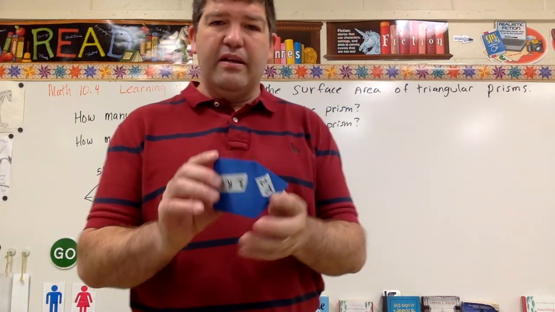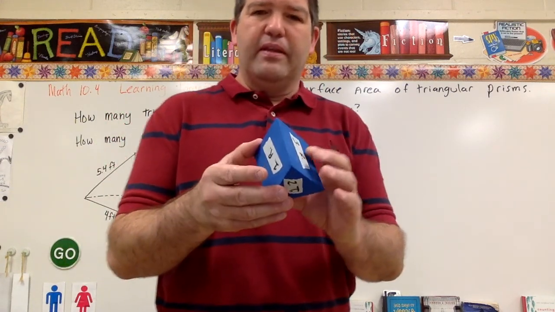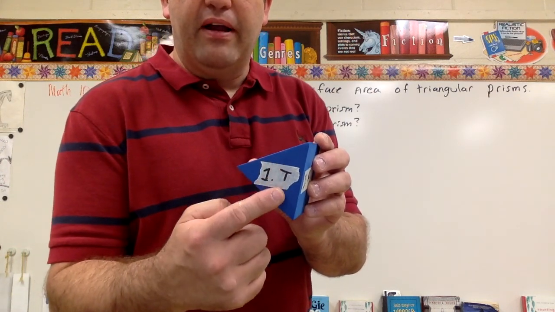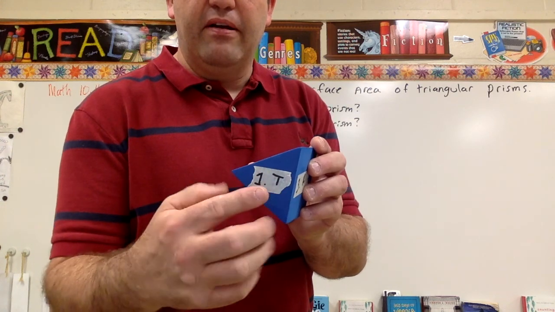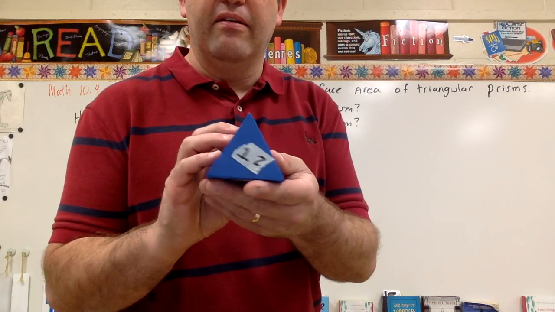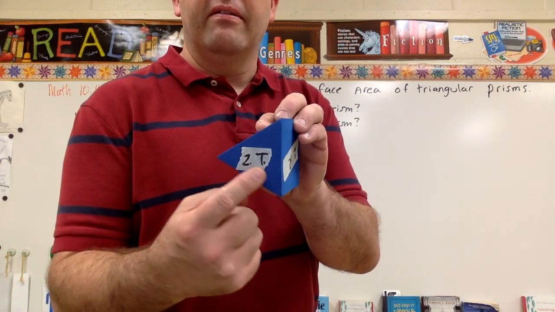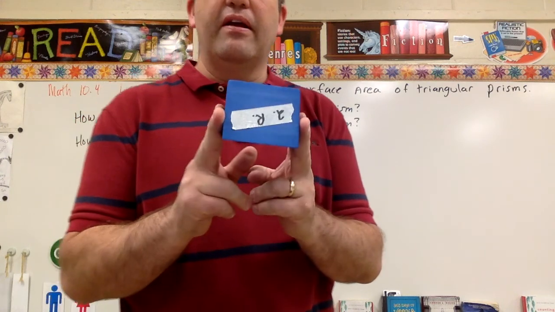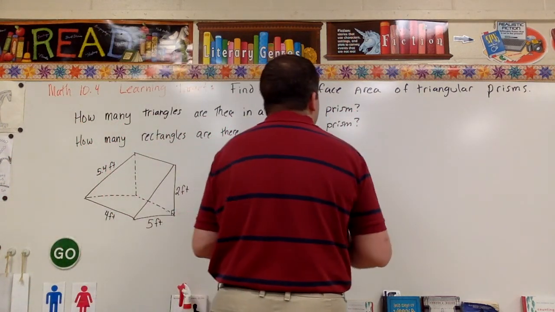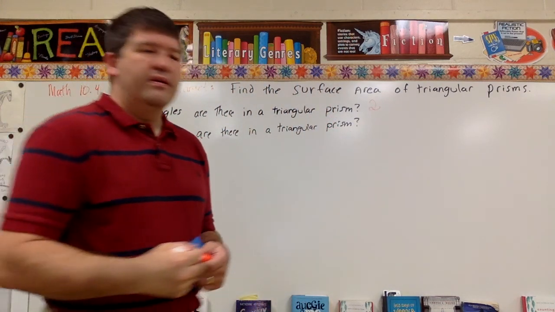So I'm looking at, here's my prism. It's a triangular prism. The bases, like right here, here's one triangle. I have one triangle here, and let's see, that's a rectangle, rectangle, rectangle. Here is the second triangle. So on a triangular prism, all I have is two triangles.